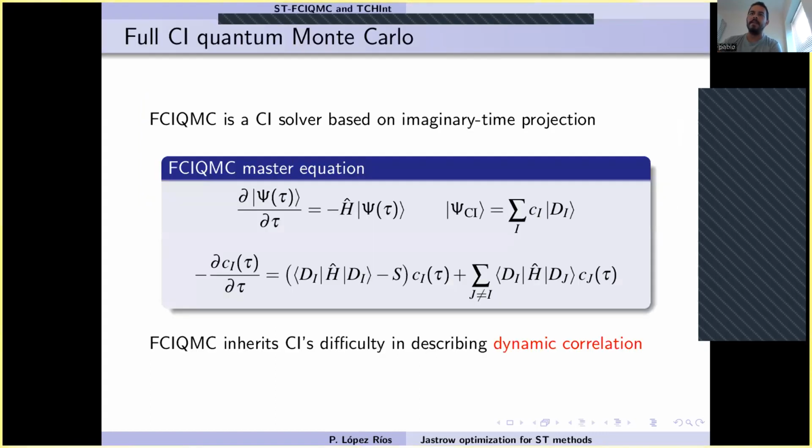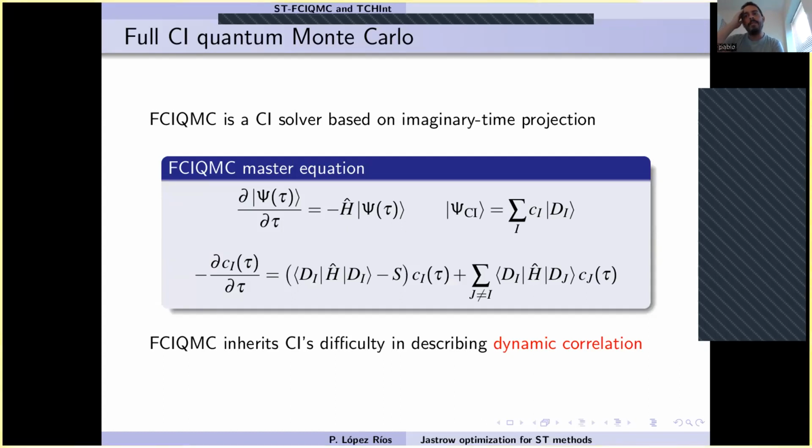projection type method that basically takes an initial wave function represented as Walkers on determinants and applies imaginary time evolution to project out the closest state to the ground state as you can possibly represent with a certain number of Walkers. So this is the master equation of the FCI QMC method.